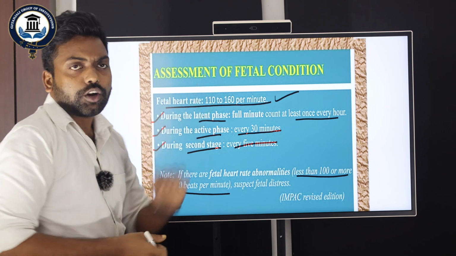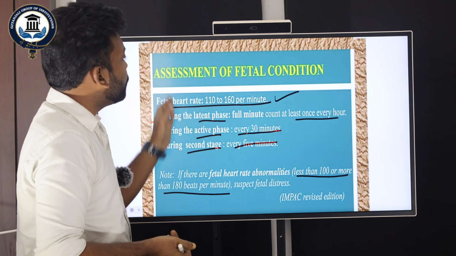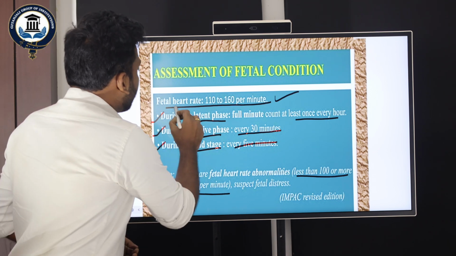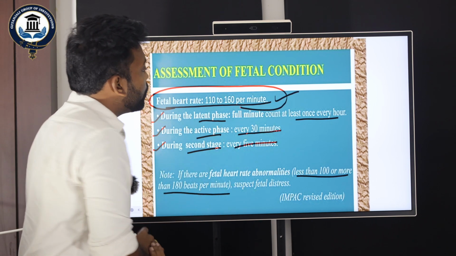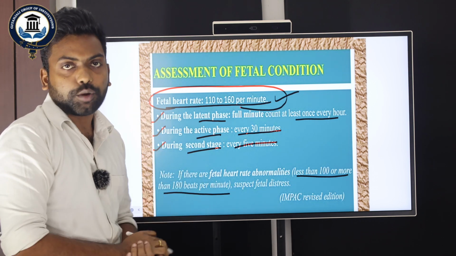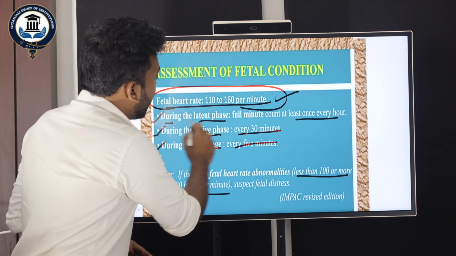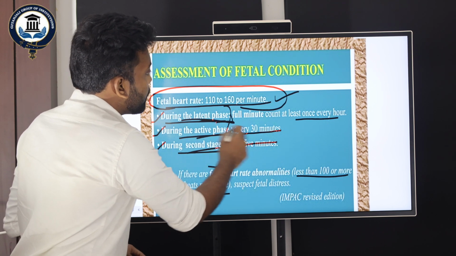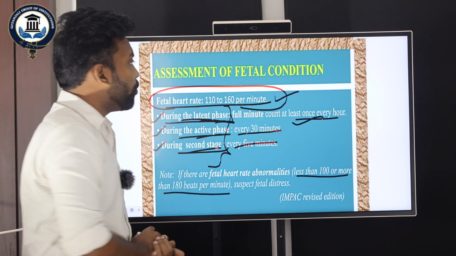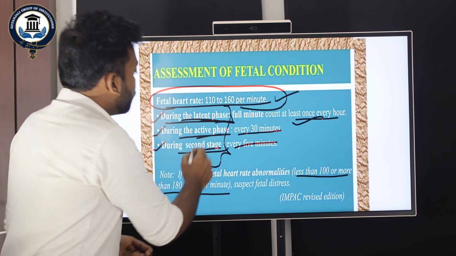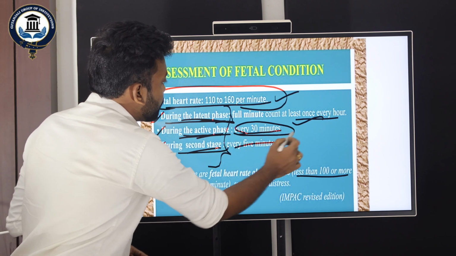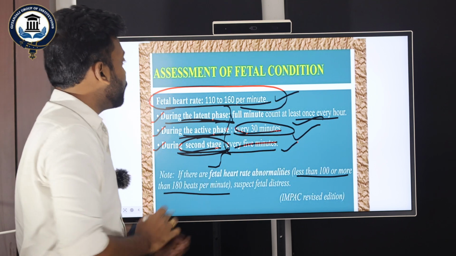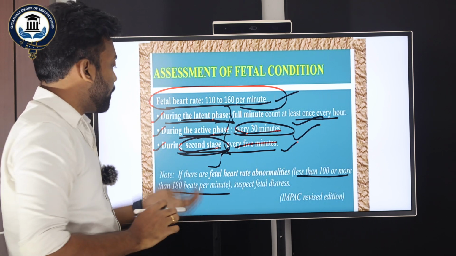And not only for the mother, we also need to assess the fetal condition. Actually, the normal fetal heart rate is 110 to 160 per minute. That is the actual normal. Here we have 3 kinds of phases. During the latent phase, every 1 hour you must check the fetal heart rate. During the active phase, you can check every 30 minutes. During the second stage, you can assess the fetal heart rate every 5 minutes.